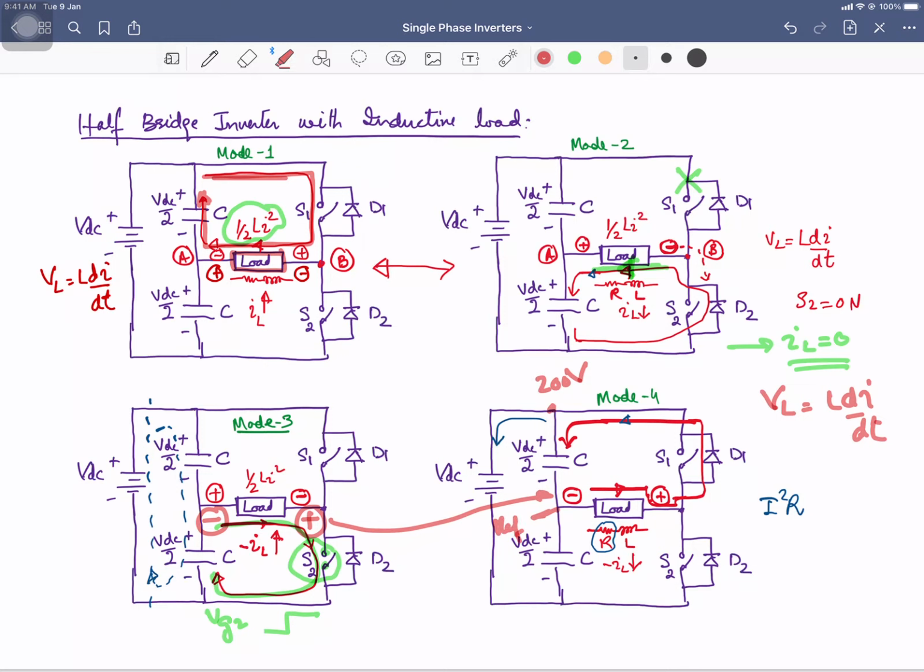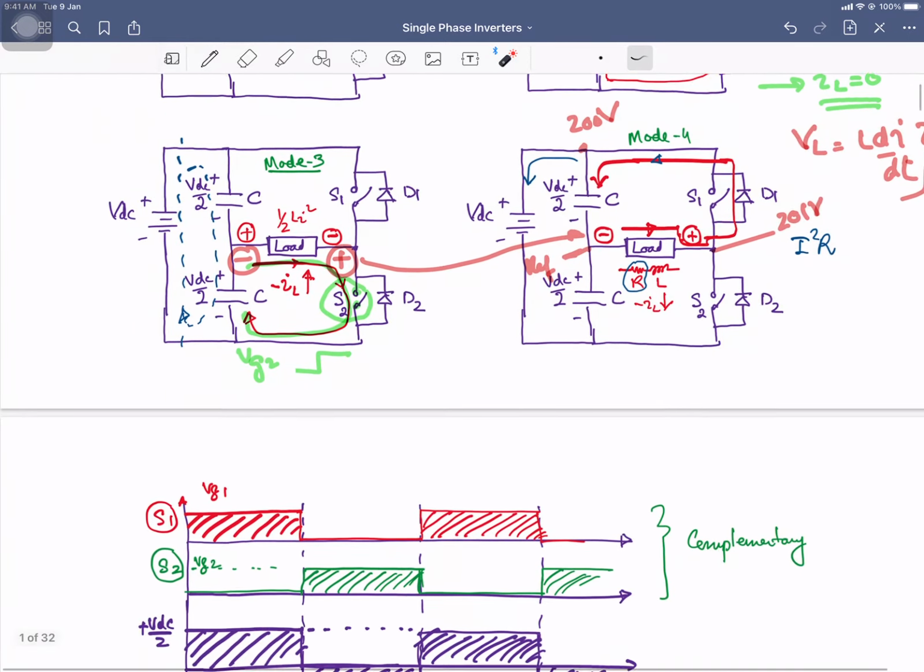So when there will be a high rate of change of current, the voltage over here, let's suppose, goes to 201 volt. So then this diode will be turned on and this path of the current will be established, right? So now just look at the gate pulses which we are going to apply.